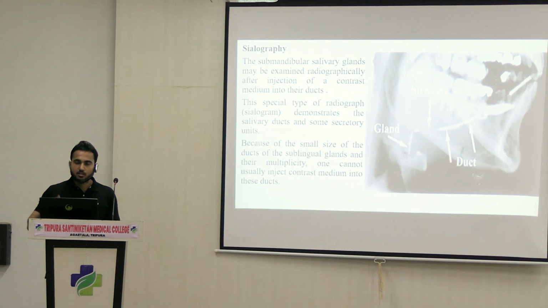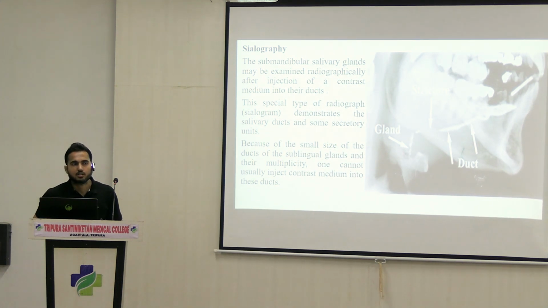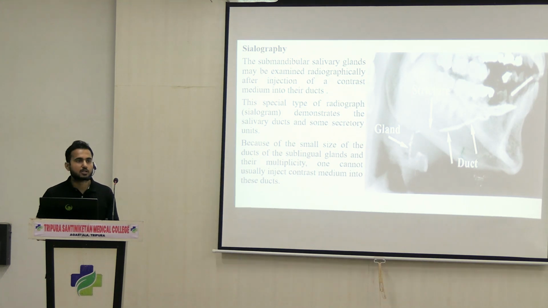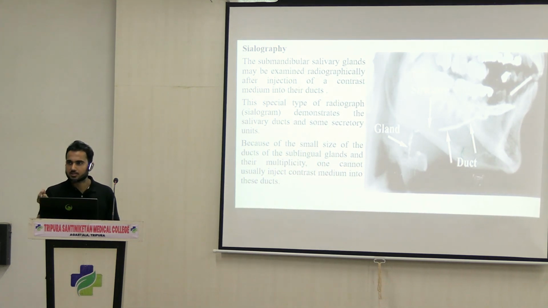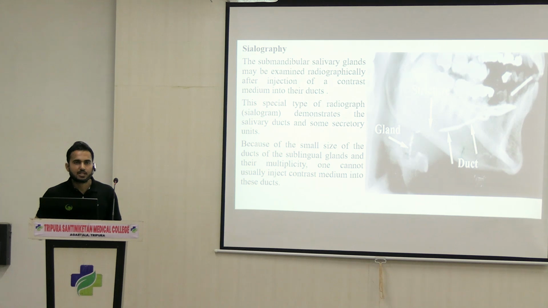Then with the help of the syringe, we inject the contrast media, approximately 2 to 3 ml, not more than that. If we give more contrast media, the duct may rupture, because the diameter of the duct is very small. Once we give it, the contrast media will flow in the opposite or retrograde direction, and then X-rays are taken, in open mouth only.